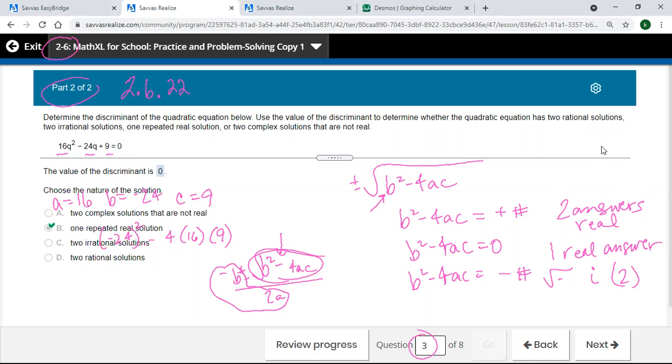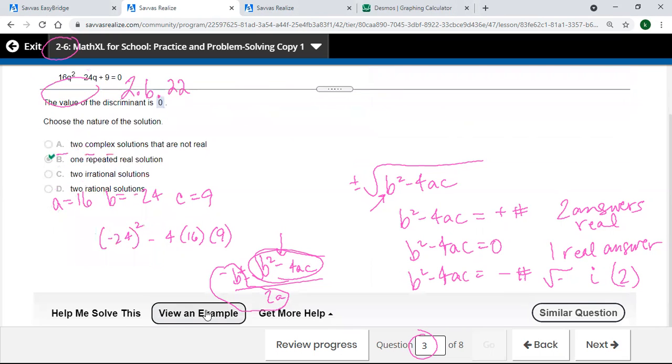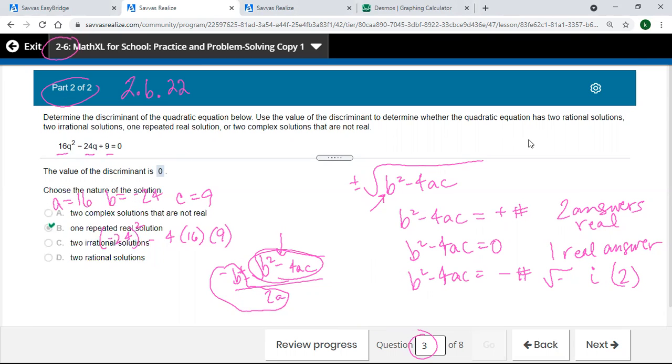But good luck, and determination, dedication, and discipline, making sure you're really going to stick to it. If you have more questions, view an example down here at the bottom, help me solve it. And if you're not sure you're really doing it right yet, you can do another problem. It'll always keep your best score. So good luck, everybody.